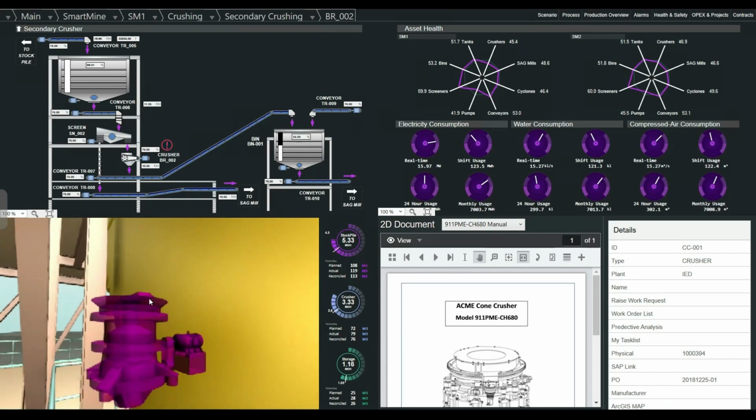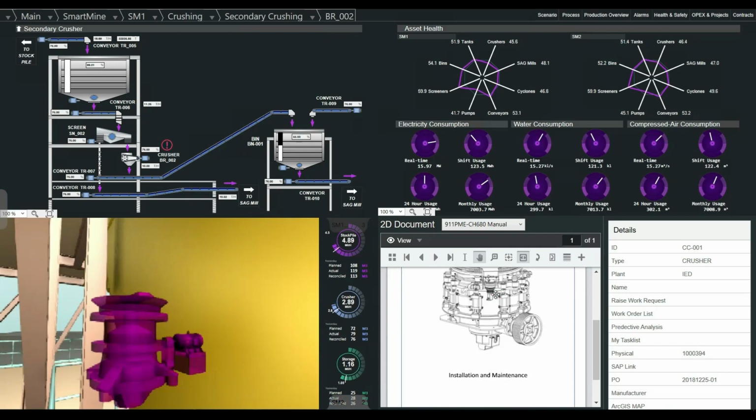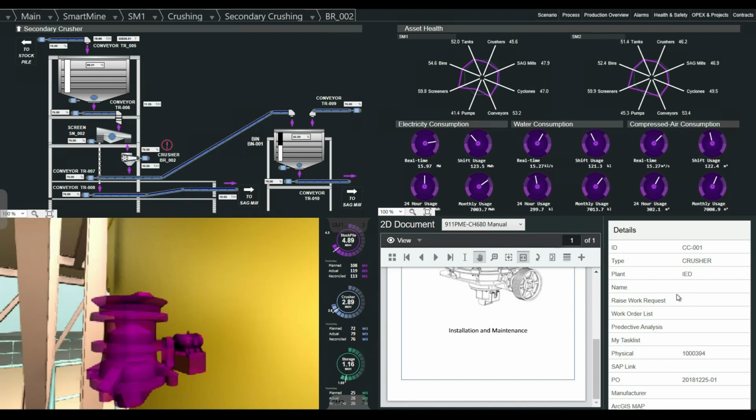Additionally, we can bring up the documents associated with this troubled unit, such as the manufacturer's manuals and the ERP data around this asset on the right-hand side. This will help in understanding the maintenance history of the asset, and if required, we can raise the maintenance work order to address this particular problem.